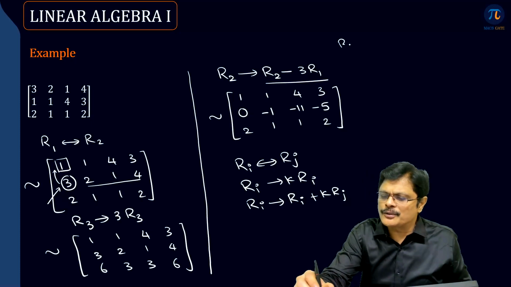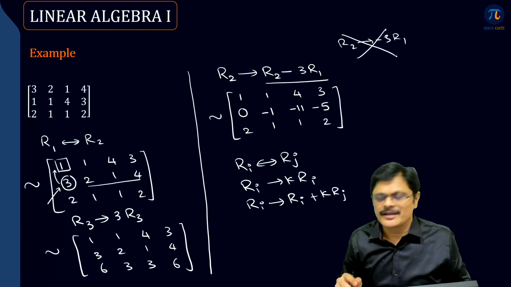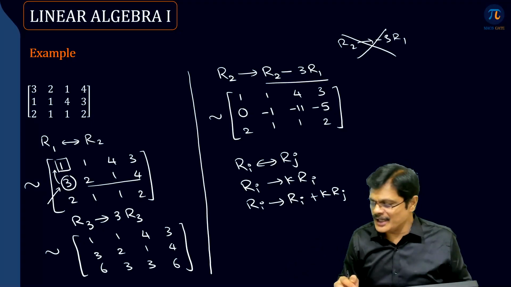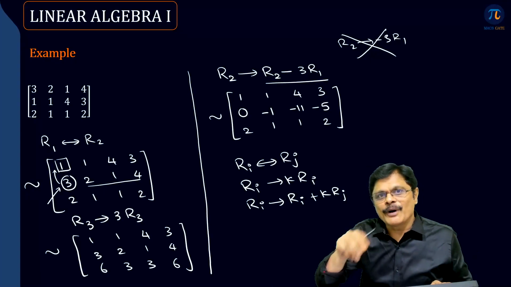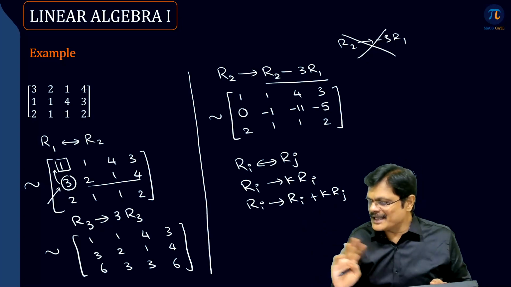Acha, you want to do R2 is minus 3R1. That cannot be done. If you want to do this, this is a blunder. There is no such row operation. Okay, so that is not an elementary row operation. You can't make one row some other row. No, no, it cannot be done.